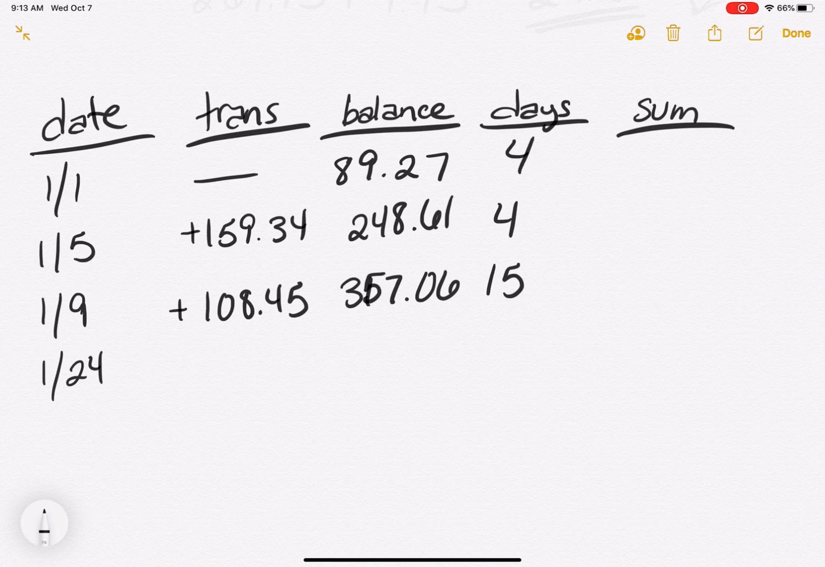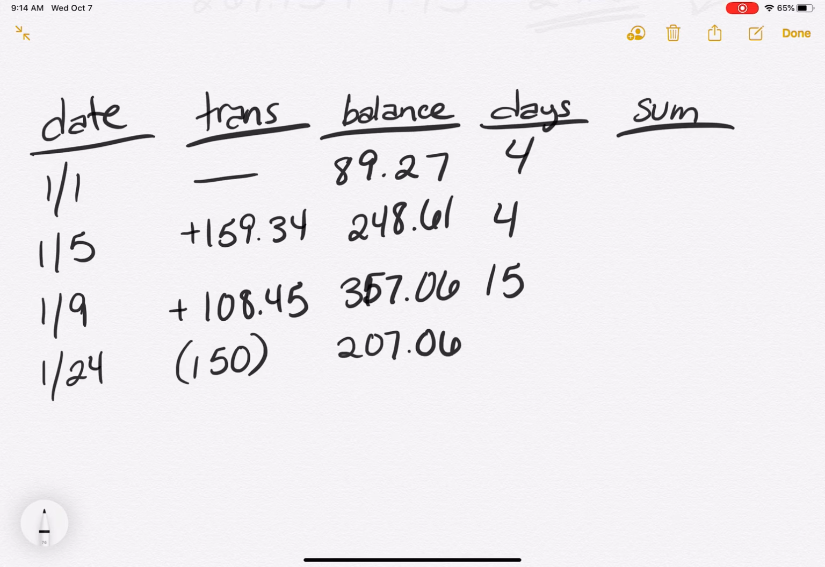So the next thing that happened was on 1-24. So we got a long span here. How many days was it between 1-9 and 1-24? 15. Are we sure? All right. On 1-24, we had a payment, so we're going to subtract that out, 150. That gives 207.06.